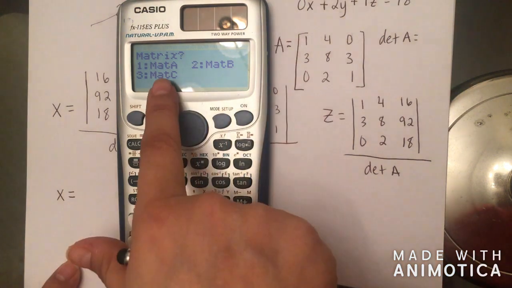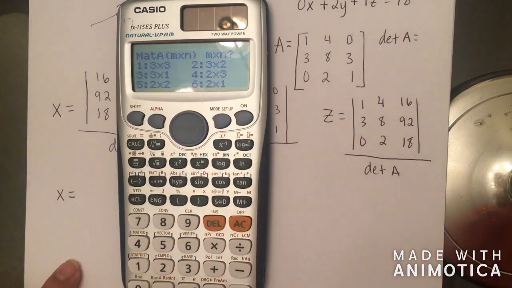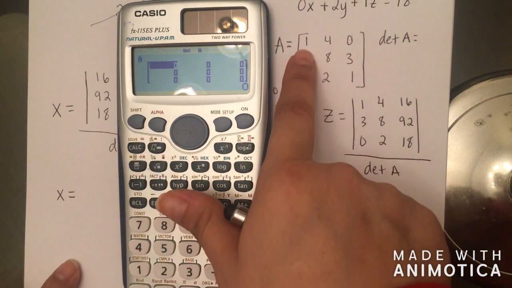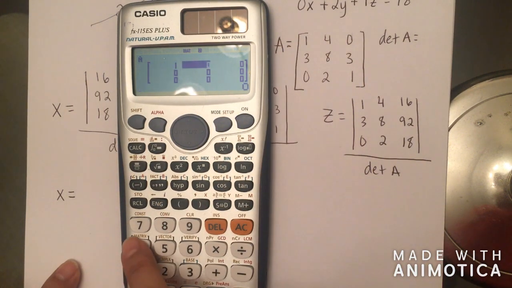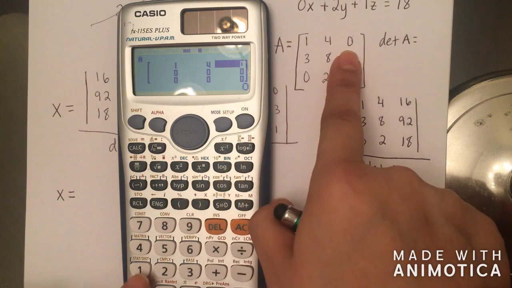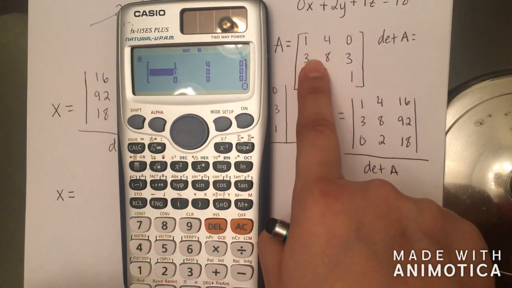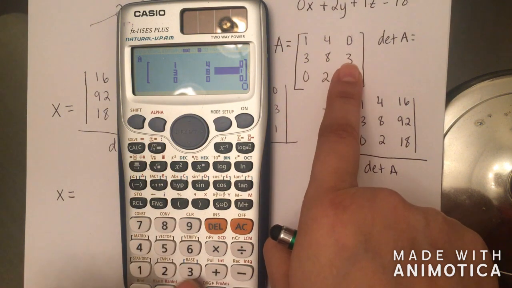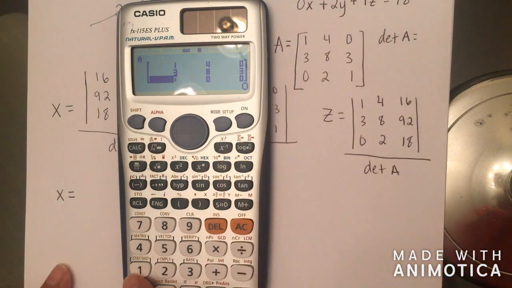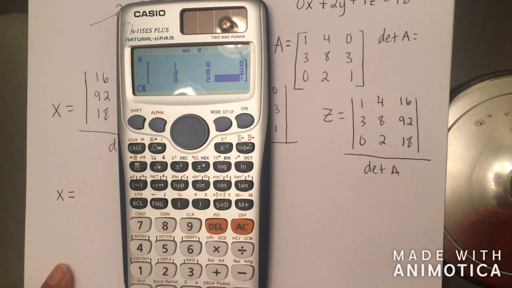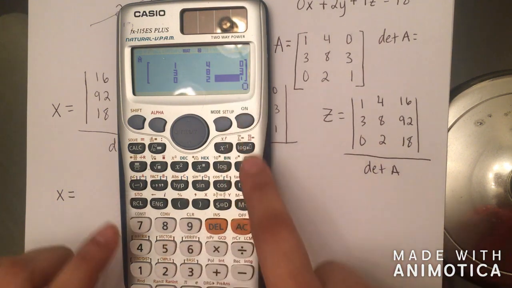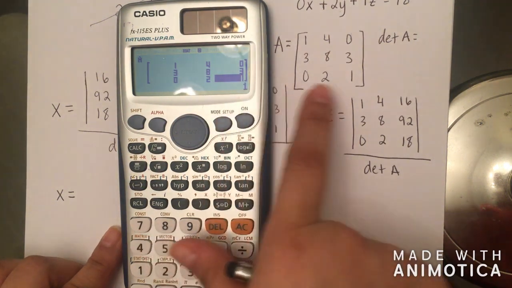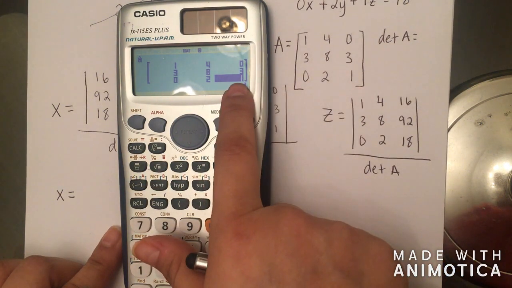Determinant of matrix A, so I'm going to put it in matrix A. That's a 3 by 3, that's 1. And then I'm going to type in my numbers: 1 equals, 4 equals, 0 equals, 3 equals, 8 equals, 3 equals, 0 equals, 2 equals, and 0 equals. Oh, that's a 1. 1 equals. And that puts a 1 on that last entry.